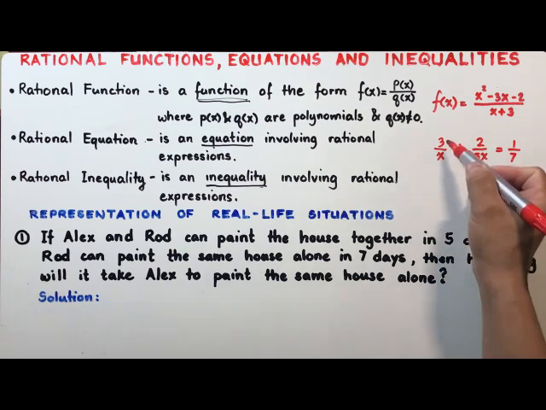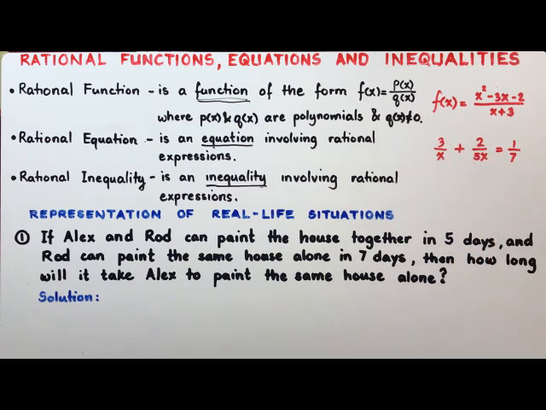Because you see here, 3 over x is a rational expression, and 2 over 5x is a rational expression. And this involves equality, so this is an equation. Hence, this is a rational equation. It's an equation that involves rational expressions.